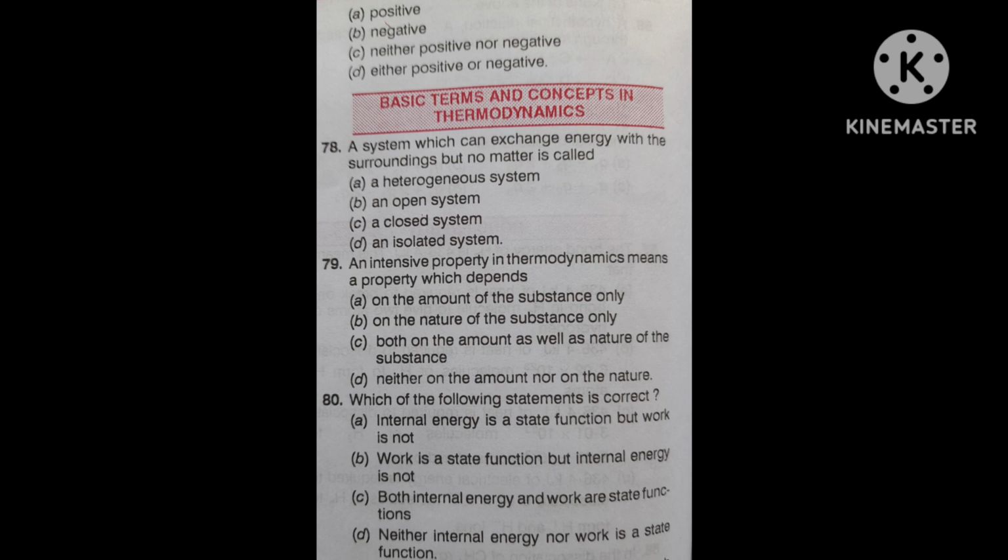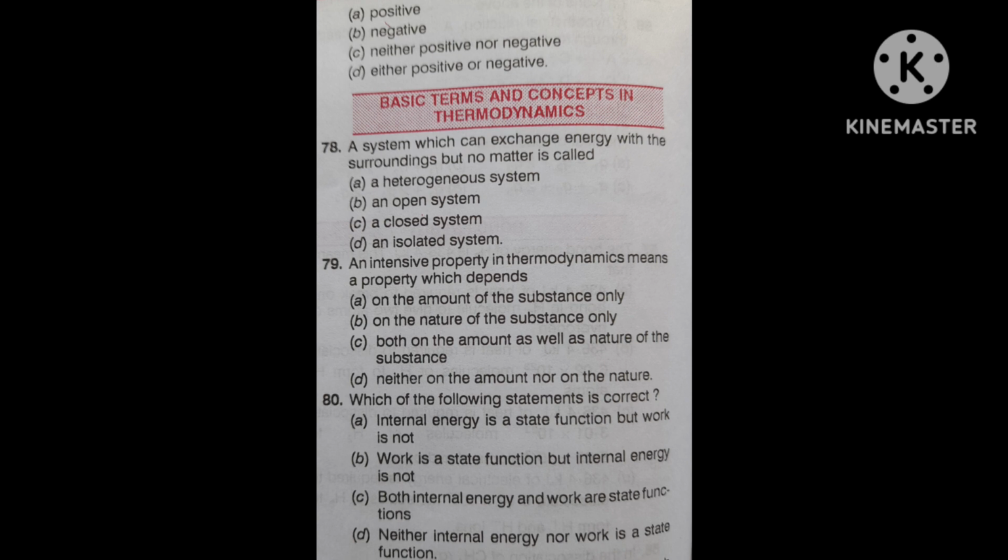For the precipitation reaction of silver ions with NaCl, which one of the following statements is correct? First, delta H for the reaction is 0. Second, delta G for the reaction is 0. Third, delta G for the reaction is negative. Fourth, delta G is equal to delta H.